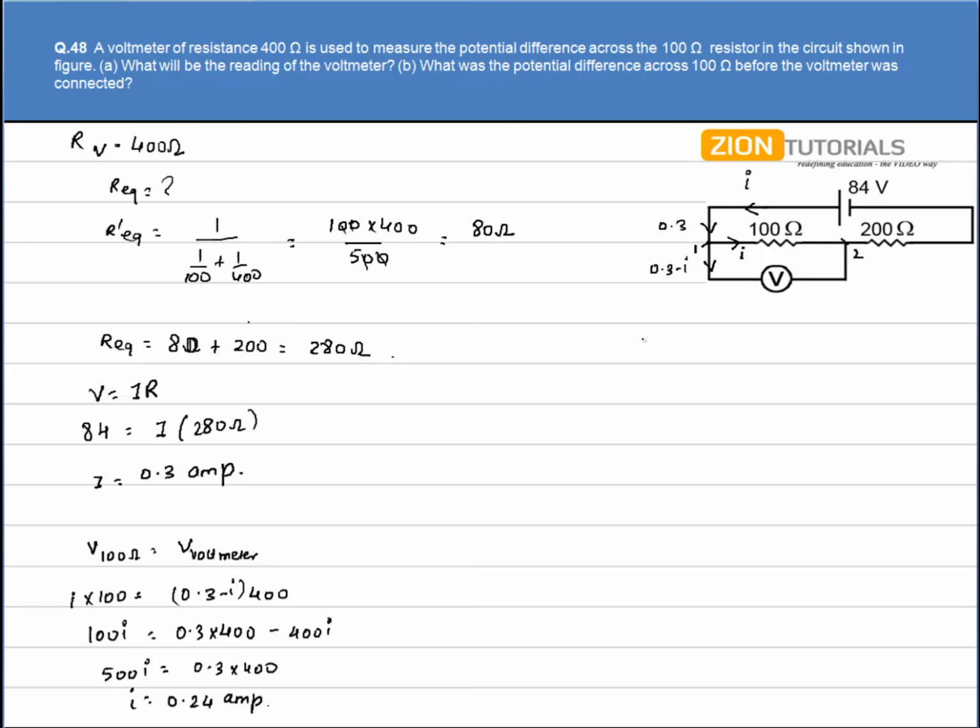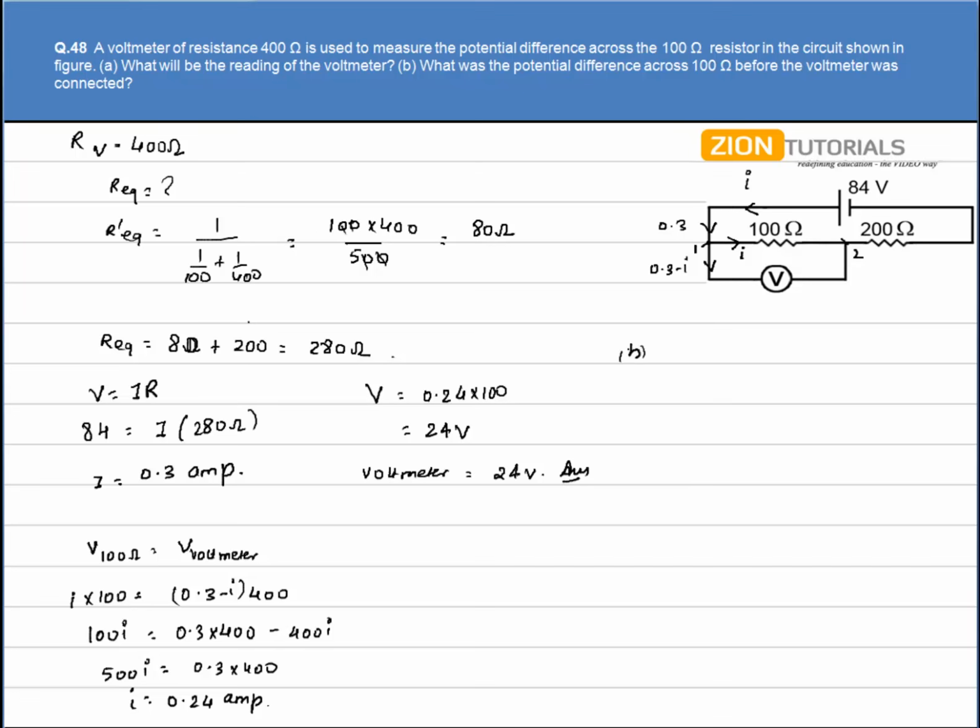Since I got the current flowing through the 100 ohm resistor, I can calculate the potential drop across the 100 ohm resistor, that is 0.24 into 100, that gives me 24 volts. Now this is the potential drop across 100 ohm, and since this 100 ohm resistor and voltmeter are in parallel, the voltmeter reading will be equal to 24 volts. That is the answer for the first part.